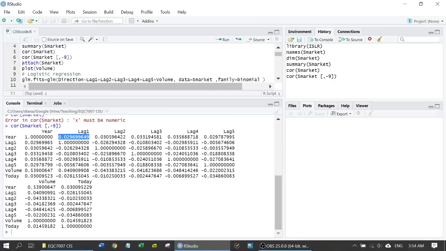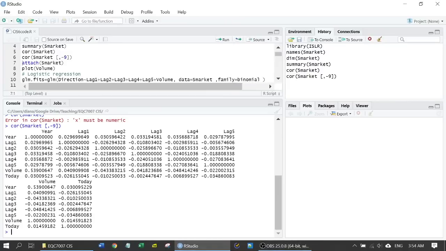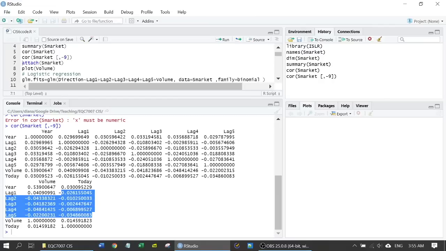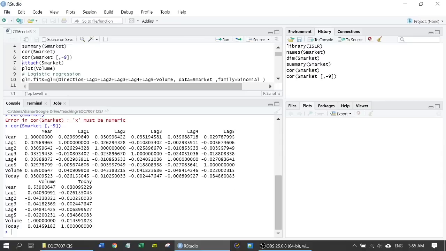If you look at the correlation values between each of these variables, you can see that the correlation is very small. It's very close to zero, whether it's positive or negative. For this one, it is negative, but it is very, very close to zero. And this one, 0.029, is also very, very low. So what you can say is that the relationship between yesterday and 2 days ago is low, and the relationship between today and all of the other lags here is also very low. It's very close to zero.